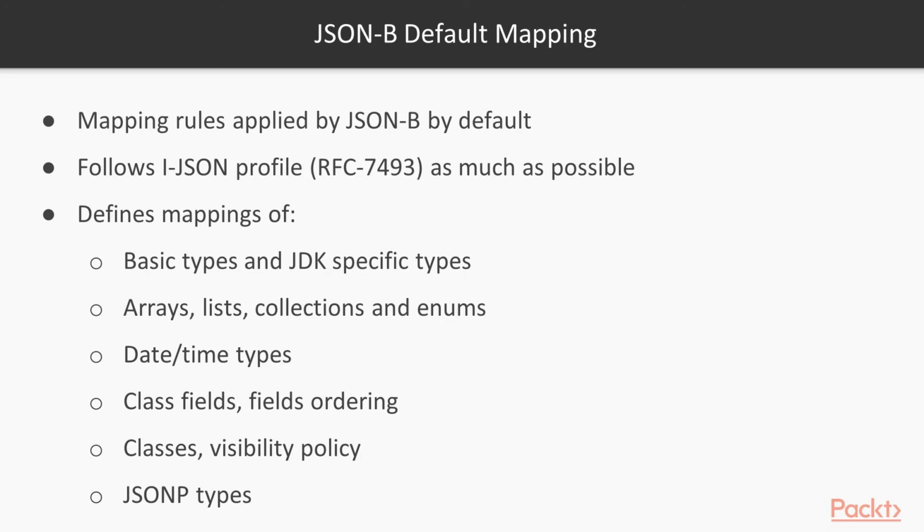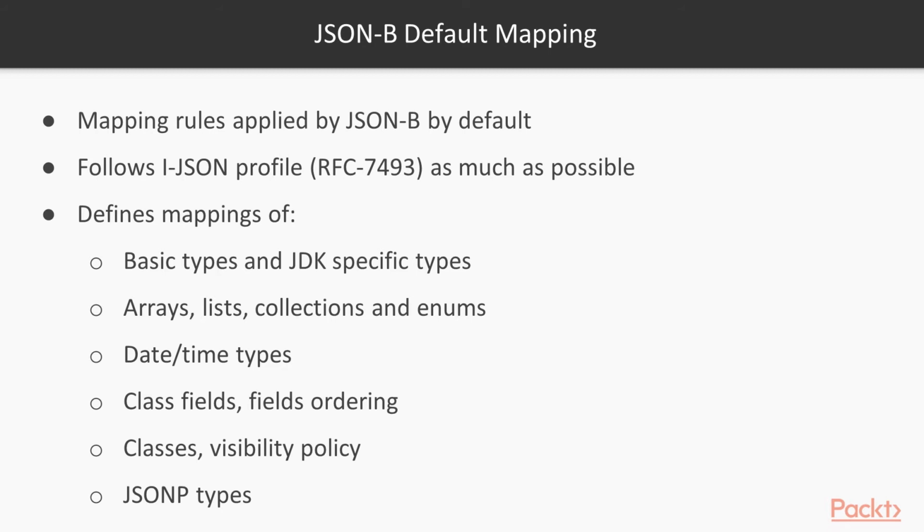JSON-B is designed to provide defaults designed to maximize interoperability. These defaults follow the iJSON profile. iJSON is short for Internet JSON, which is a restricted profile of JSON designed especially for this purpose. iJSON is an IETF standard defined in RFC 7493. JSON-B default mappings support most of the iJSON features, but there are 3 exceptions. I'll talk about it later in the next section.